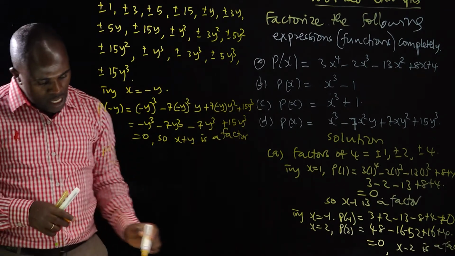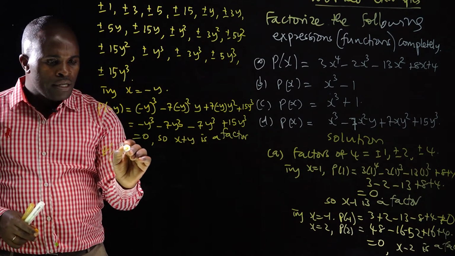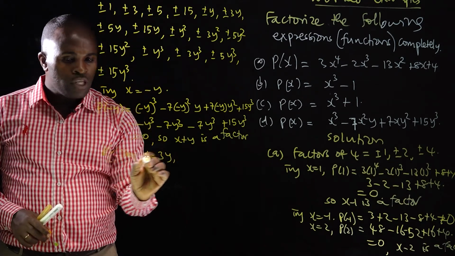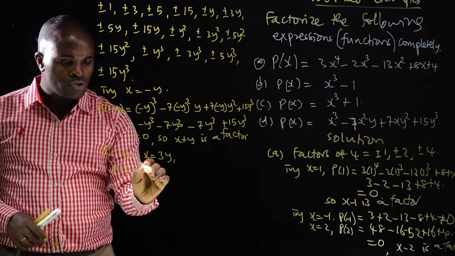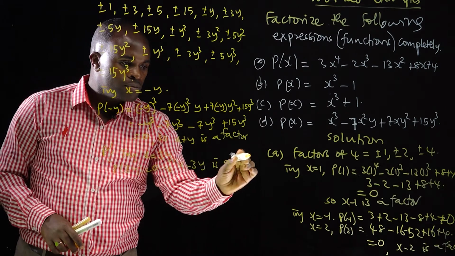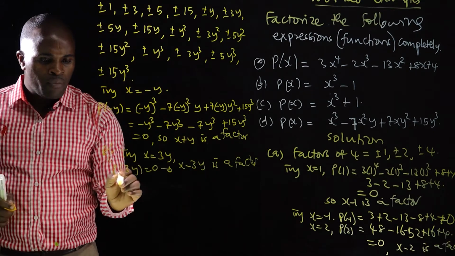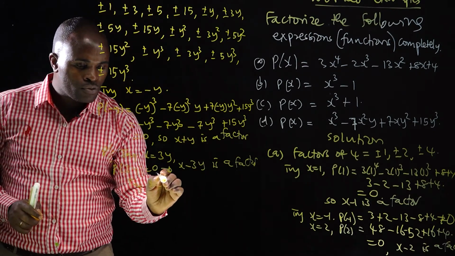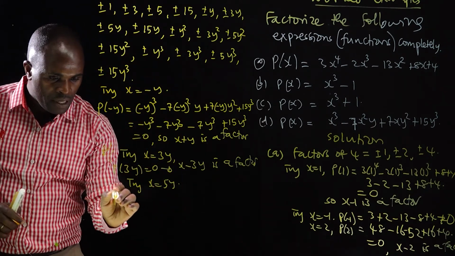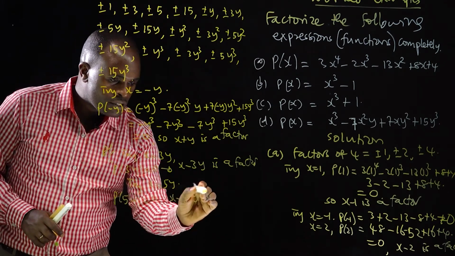Trying again. Here I tried x equals 3y. This one, p of 3y, was also giving 0. It means x minus 3y is a factor also. In the same way, I have given the example of how you could proceed. Try again, x equals, I have already tried here 5y. This one also, p of 5y, giving 0. It means x minus 5y is a factor.